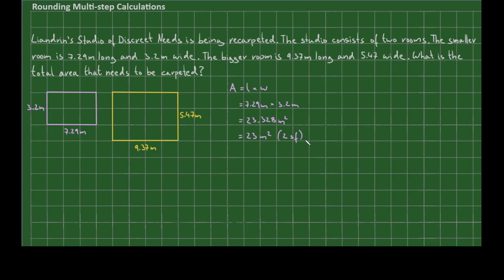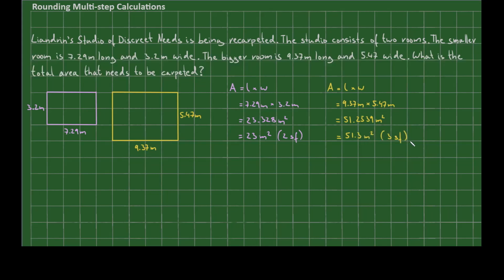I'm going to perform a similar calculation for the yellow room. The formula remains the same. I plug in the measurements for the yellow room, and according to my calculator, I get 51.2539 square meters. In this case, both of my values have three significant figures, so the area will be rounded to three significant figures, and that will give me 51.3 square meters.